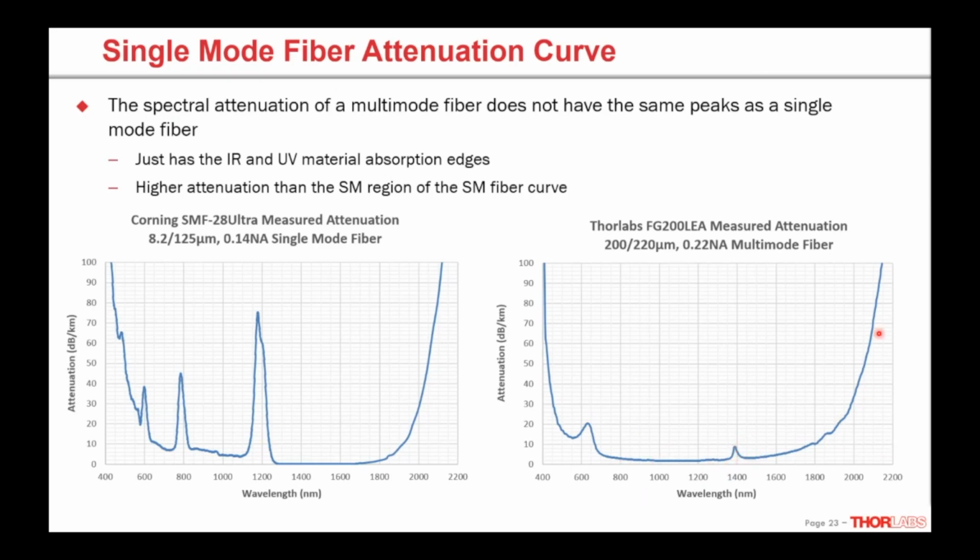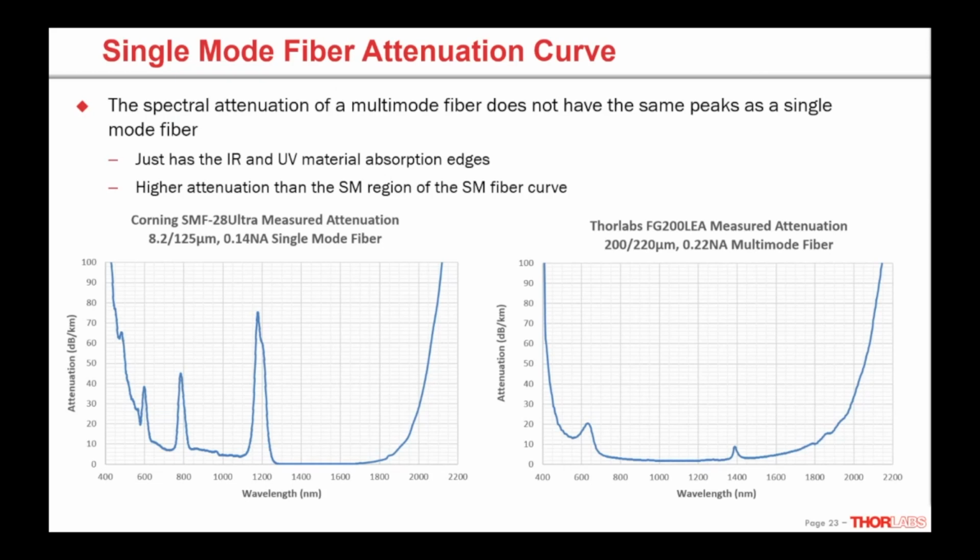But we still see that IR and UV edge from the material absorption, and we don't see these peaks as modes are cut off. And we also don't see this region of very, very low attenuation like we see on the single mode curve. So that's really illustrating the difference between multimoded operation and single mode operation.